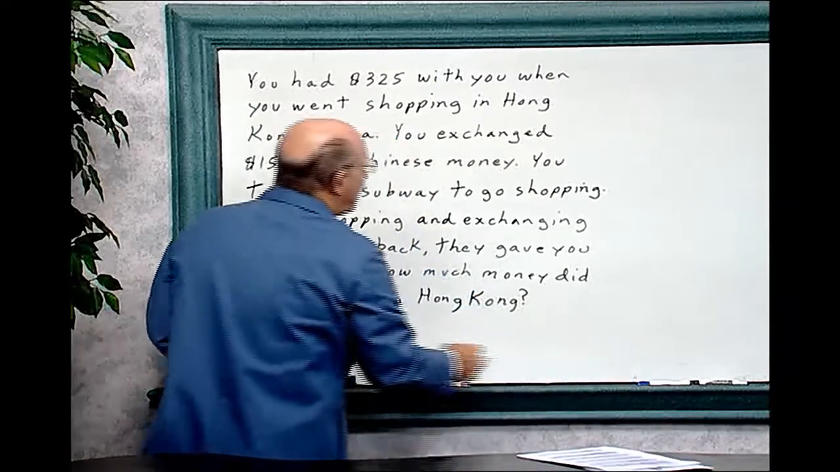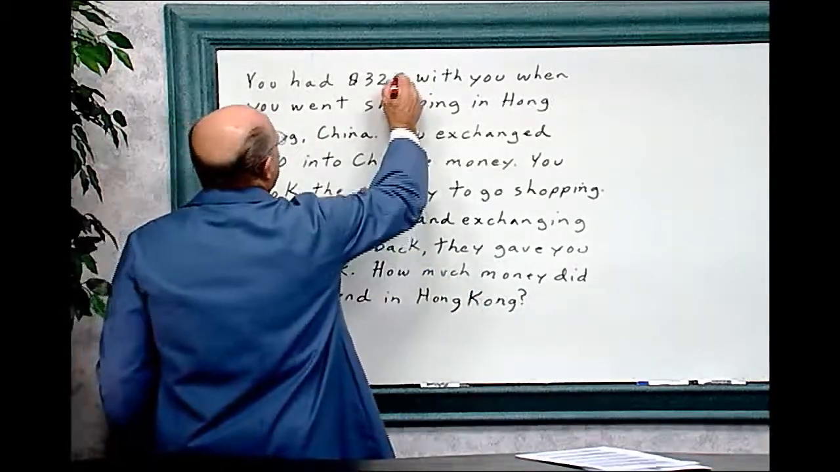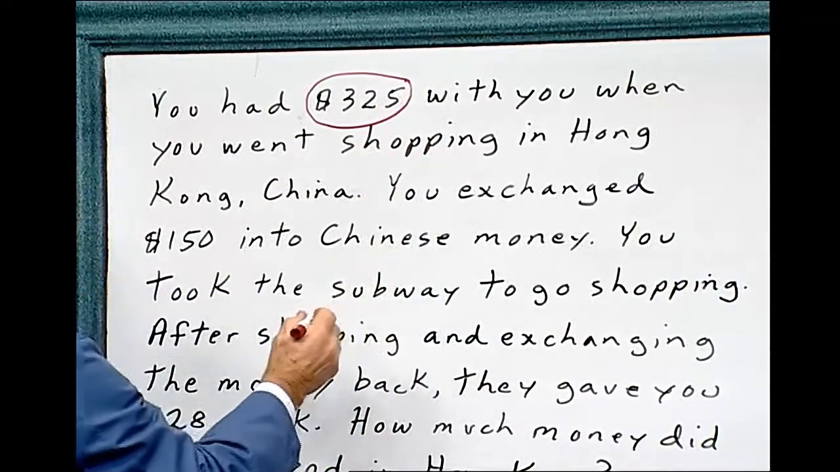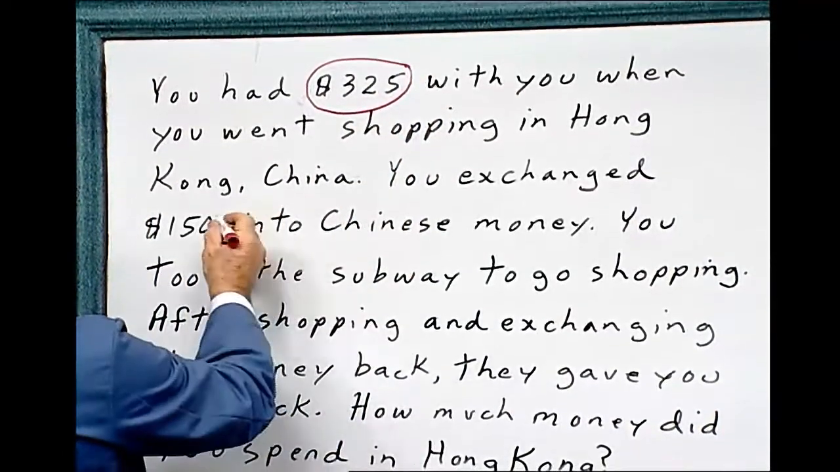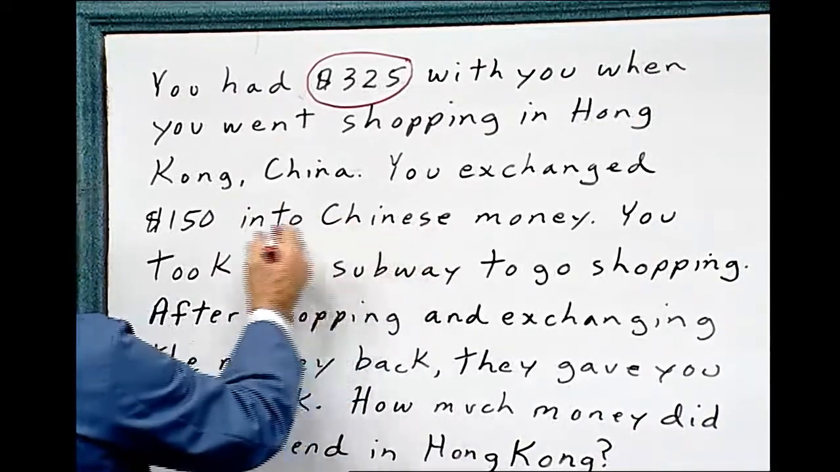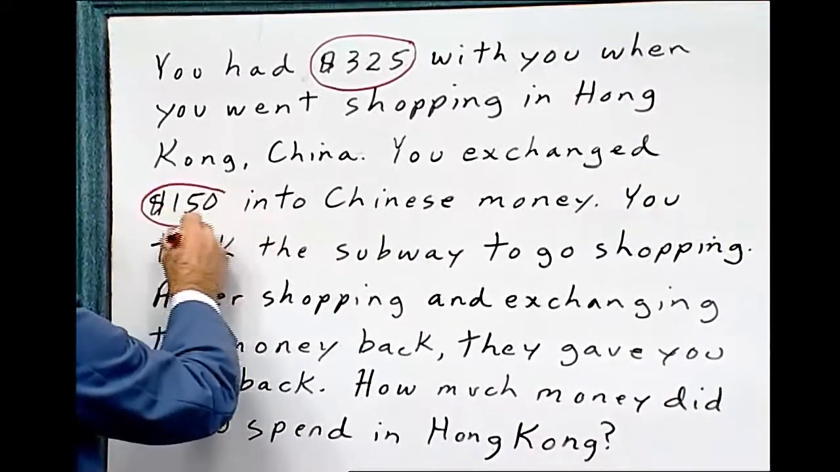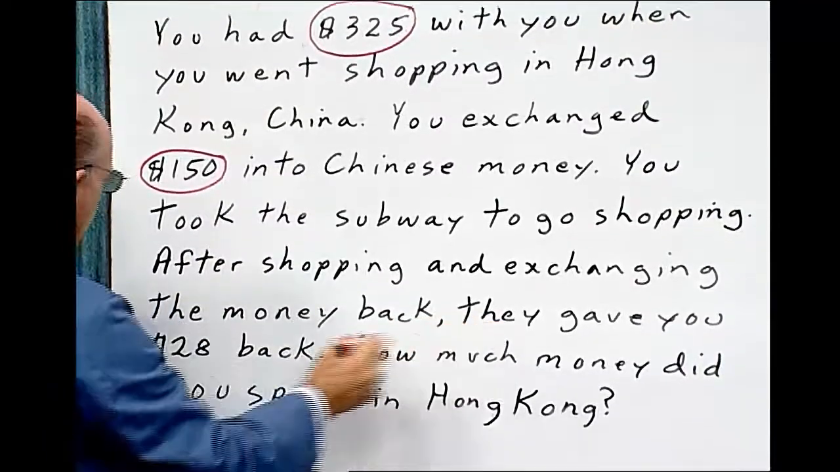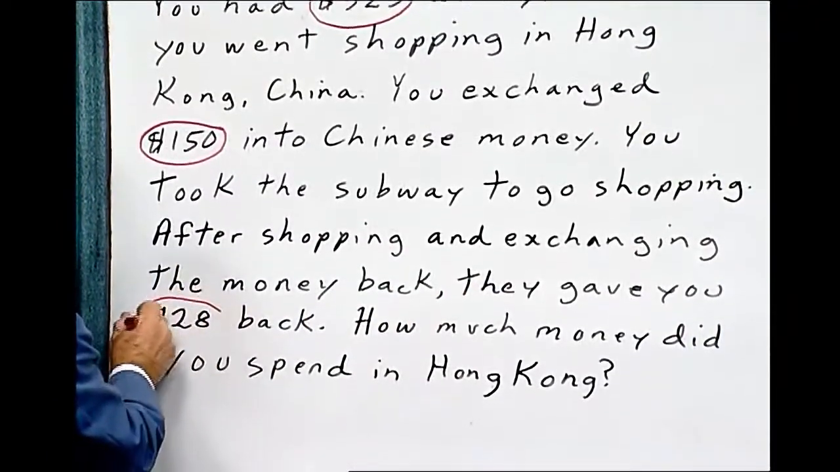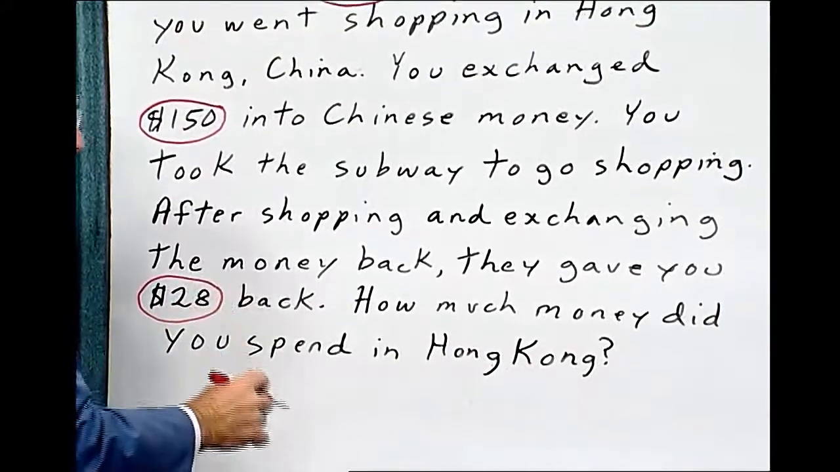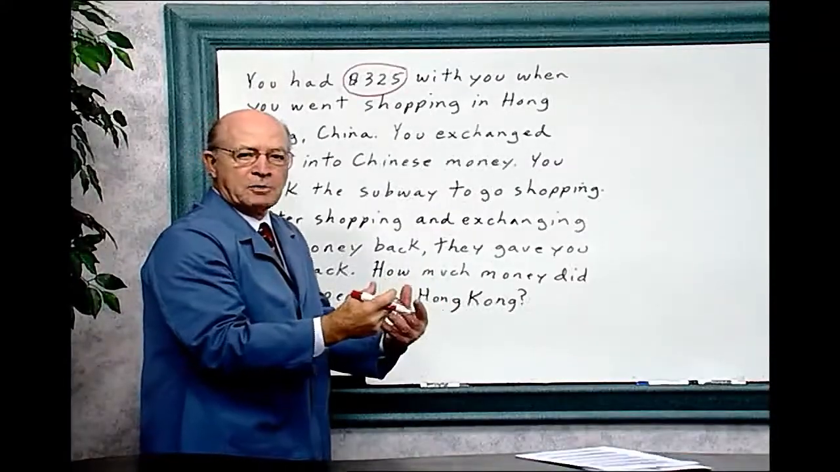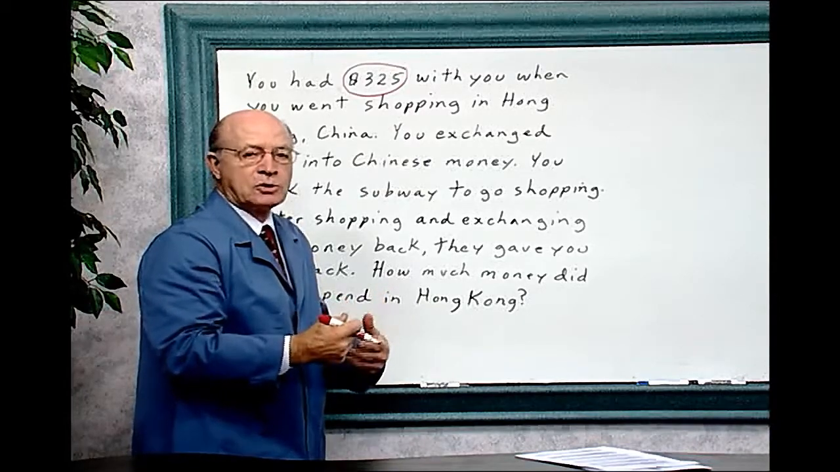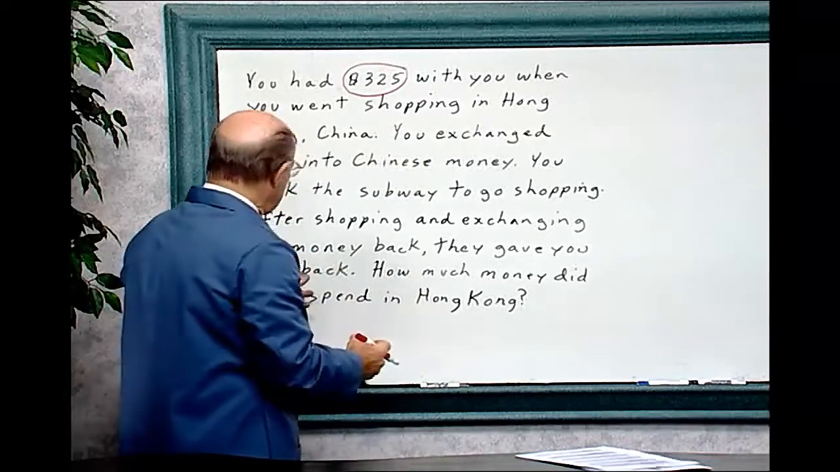And so we have a number of figures here. You started with $325. All right, then you went and got your money exchanged, and you exchanged $150. And then over here, they gave you $28 back. After you did your shopping with Chinese currency, you had to take that Chinese money that you had. You don't want to take it back with you to the States. So you give it to them, and they gave you $28 back.